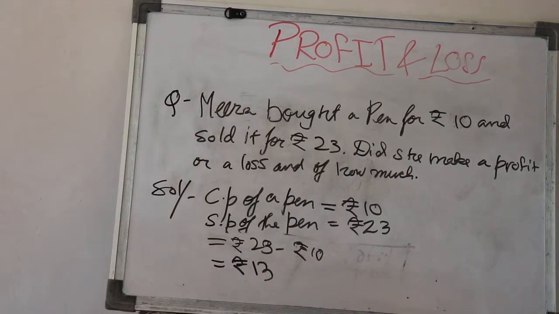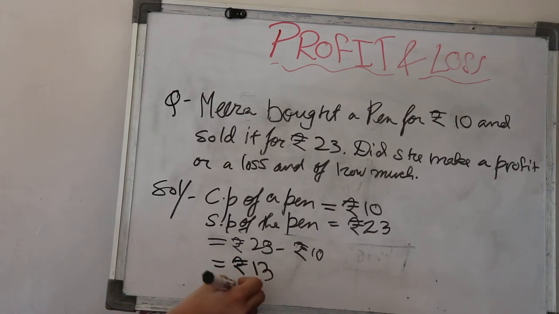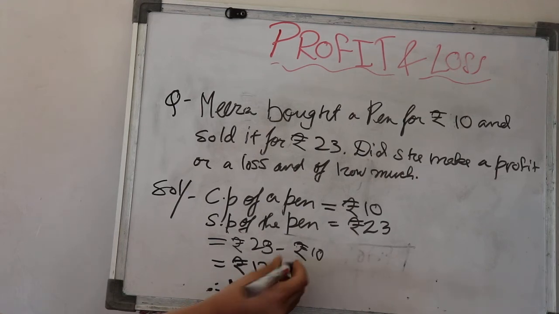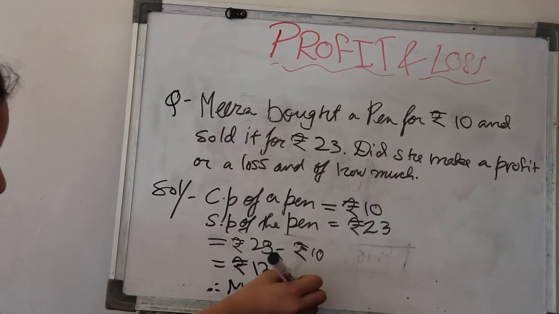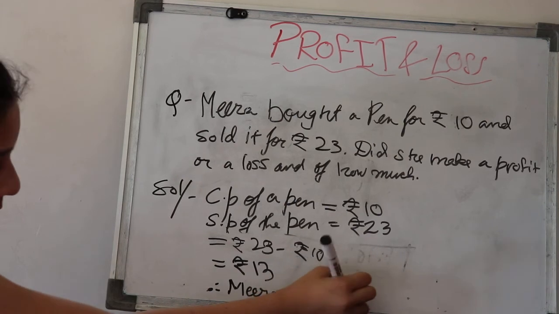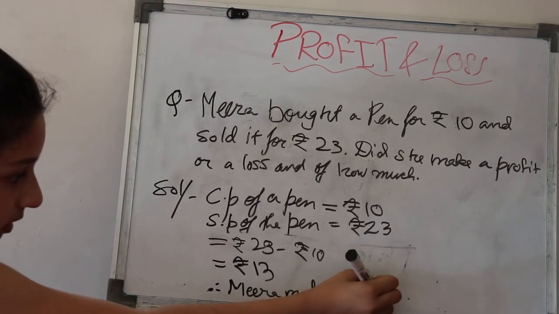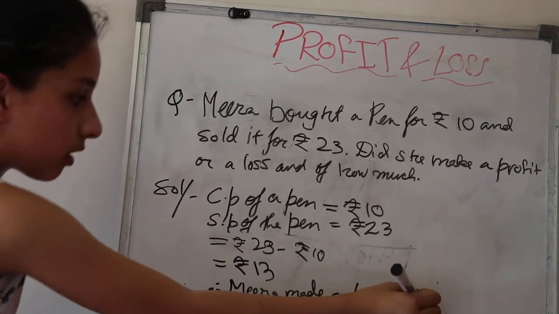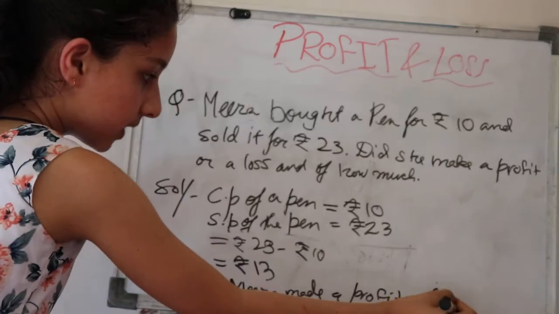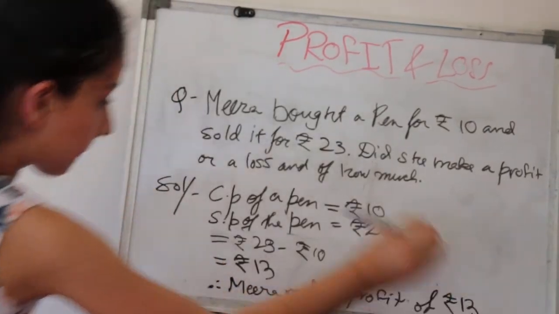Okay. So therefore Meera made a profit of rupees 13. Okay.